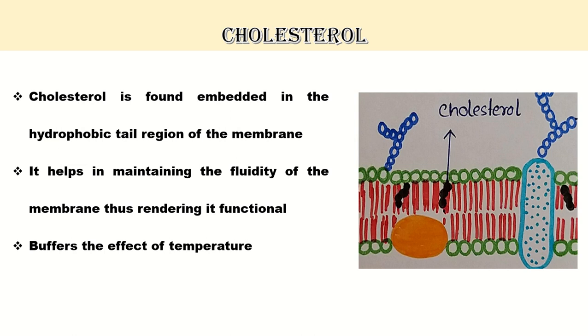So what is cholesterol? It is found embedded in the hydrophobic tail region of the membrane. You can see these black chains. It helps in maintaining the fluidity of the membrane, thus rendering it functional. It buffers the effect of temperature. So this is how we learn about the four important components. We can now say that plasma membrane is a mosaic of phospholipids, carbohydrates, proteins, and cholesterol. These are the four main components which make up the plasma membrane.